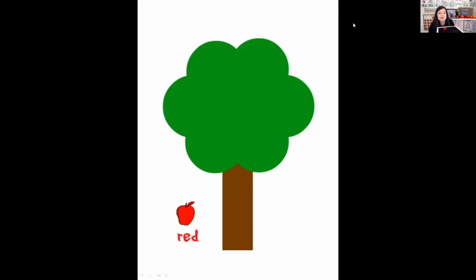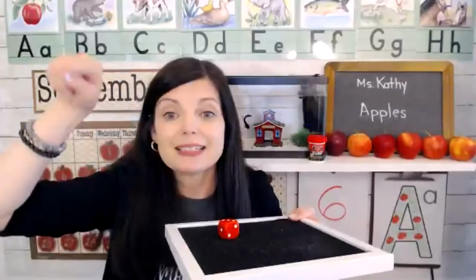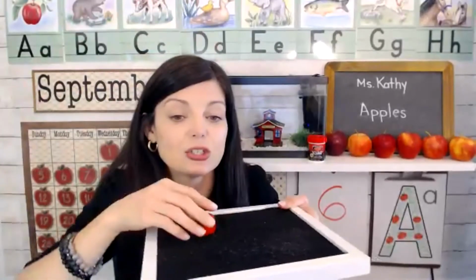You can print it out, and you can use red M&Ms or candy pieces, or any kind of candy pieces or cereal pieces, or you could cut out some little red apples from red paper. Now, you could also draw a tree. If you don't want to print this tree out, you could just make a simple tree. It's just really easy to draw.